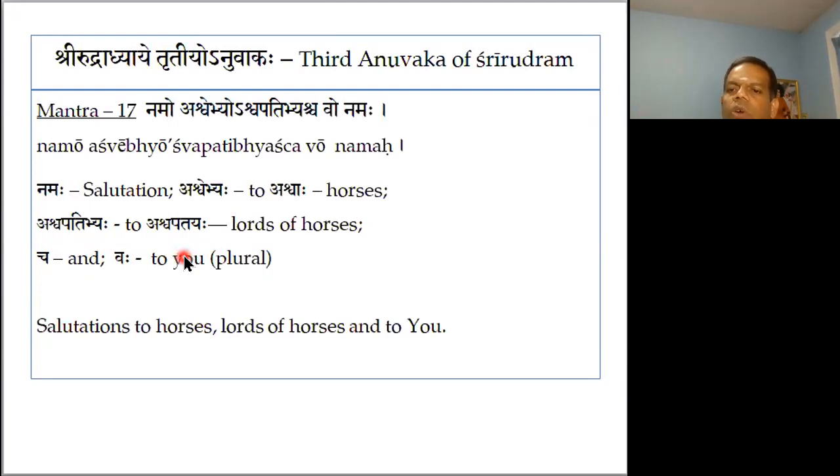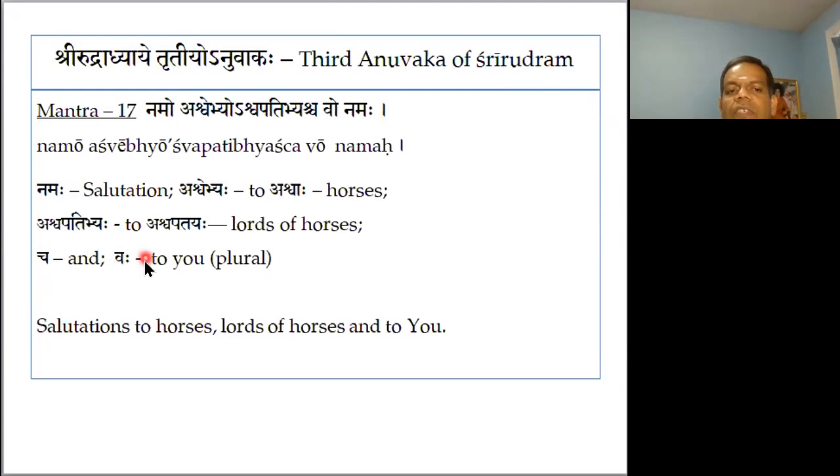So we bow down to the lords of the horses, who own the horse, who are able to control the horses. To such people also, we bow down. The people who are riding on the horse are called Ashwapati. People who have the horse under control, to those lords, we bow down. Ashwapatibhyah namaha.